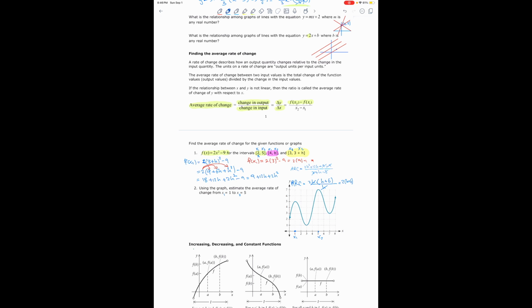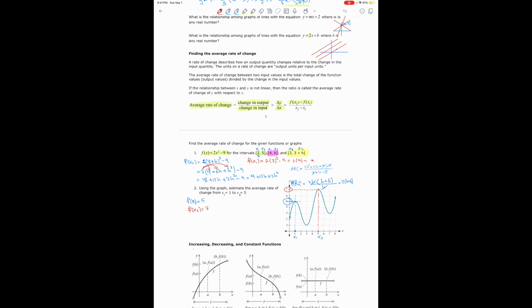In order to find f of x1, I'm going to draw a vertical line. And then when it intersects with the graph, I'm going to draw a horizontal line to determine f of x1. So f of x1, which is 1 in this case, is equal to 5. Similarly, I will draw a vertical line from x2 until it intersects with the graph of the function, and then from there I will draw a horizontal line to figure out f of x2. So f of x2 is equal to 7.